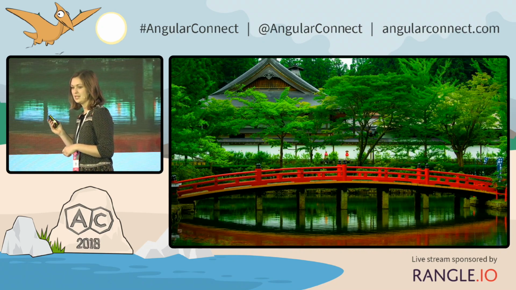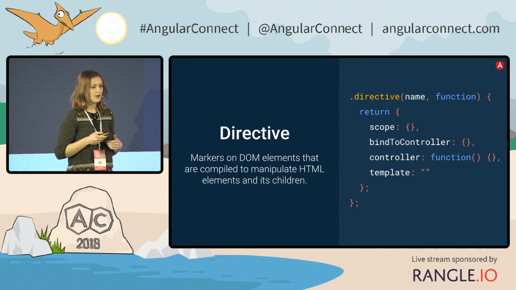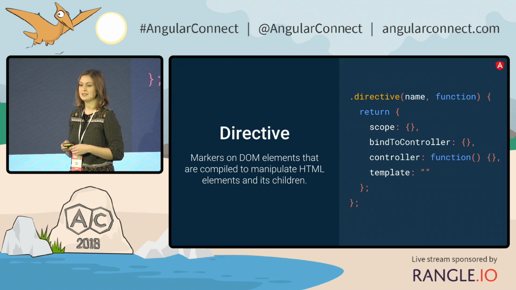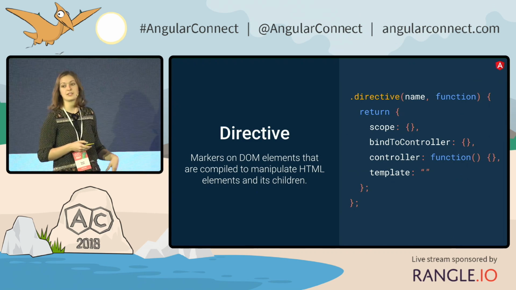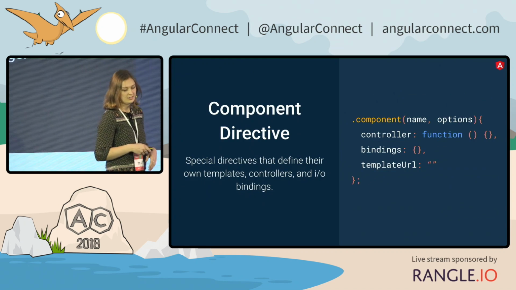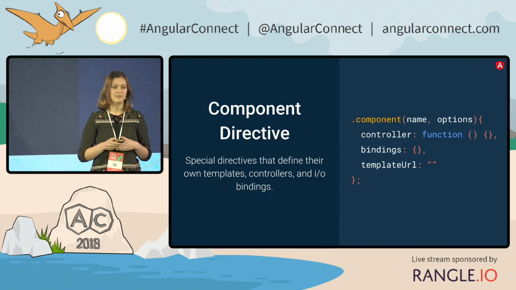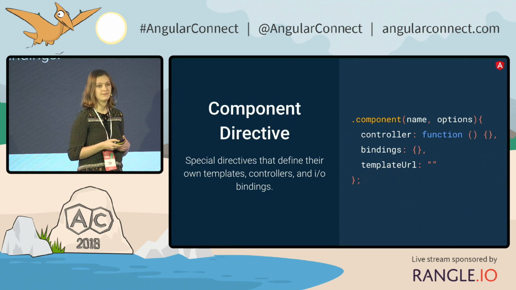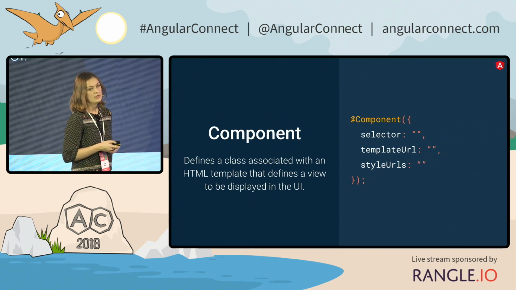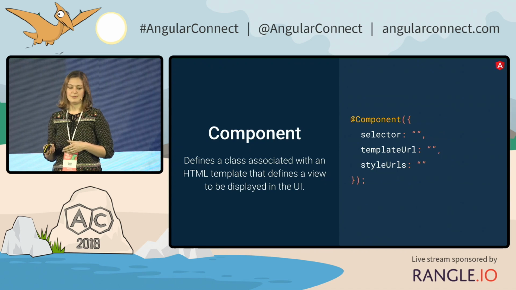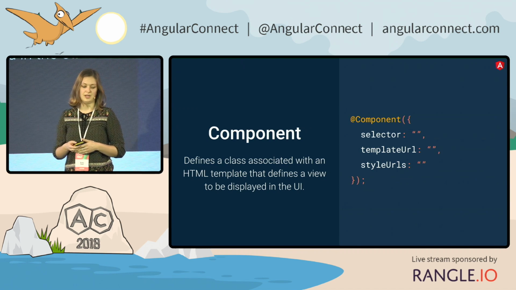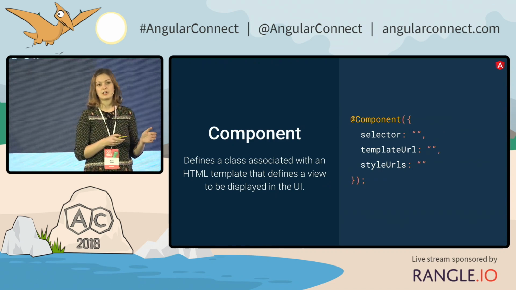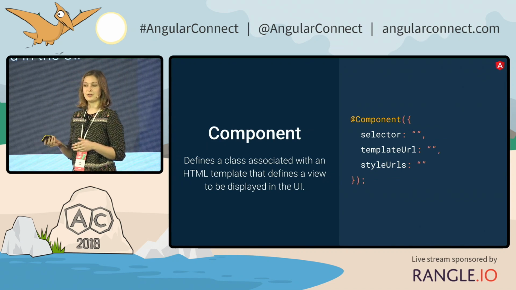And I want to outline really what the key differences are here. So a directive, as we know, is just markers on a DOM element that are compiled to manipulate HTML elements and their children. This is an example of what one directive looks like. A component directive is just a specific type of directive that allows you to define templates and controllers and bindings. And an Angular component defines a class associated with an HTML template that then defines and displays a UI. So this is how we transition from a directive to an Angular component. And this is a big step when using different migration approaches.